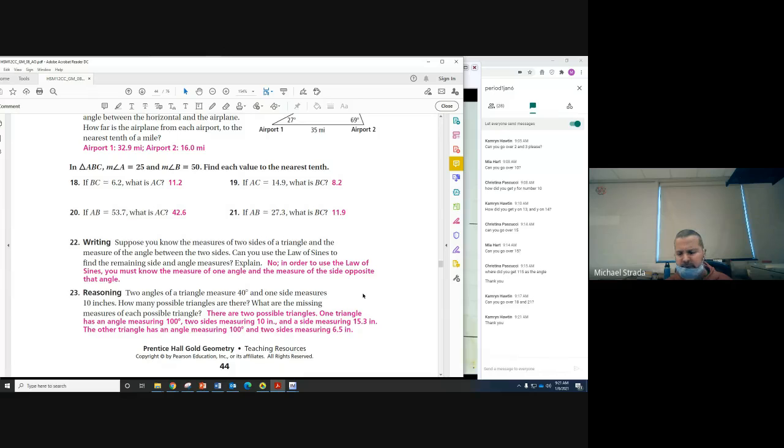Just so you know for the quiz, we'll talk more about it on Friday when we review for it. You'll have one where you have to find a side, one where you have to find an angle, one word problem. And then we're going to show you what work you need to show in terms of your ratio. So that gives you an idea of the upcoming quiz on Monday.